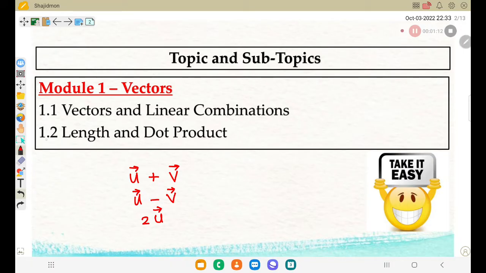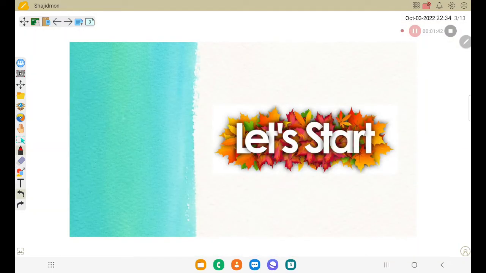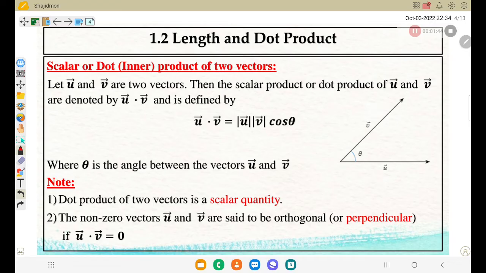Now in section 1.2 we are studying the dot product. That means if you have one vector u and another vector v, how can we multiply them? Okay, a scalar and a vector multiplication we studied in section 1.1, but here, with two vectors, how can we multiply u dot v? How can we calculate u dot v? Multiply means the dot product. Okay, so let's start section 1.2, length and dot product.